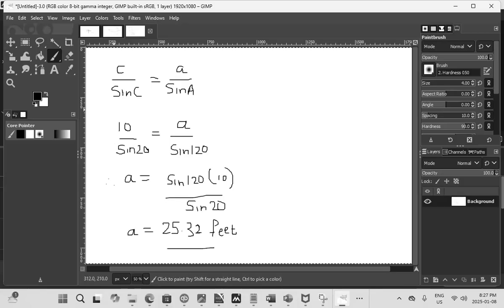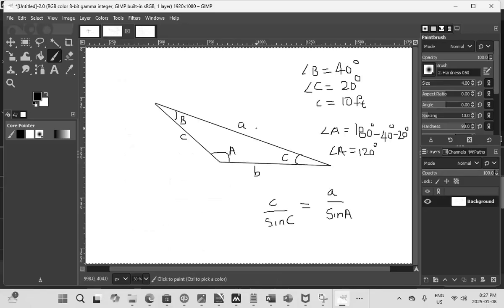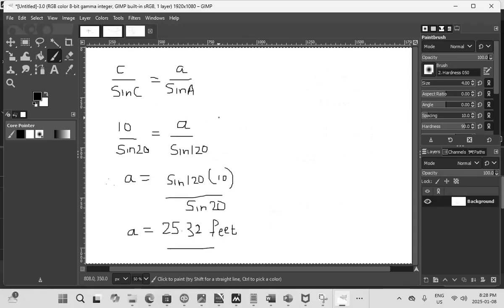Now that you have side A, which is 25.32, you can figure out whatever's left. We have side C, which is 10 feet, and we have side A, so now we figure out side B. To figure out side B, we use the same formula: A over sine A equals B over sine B.